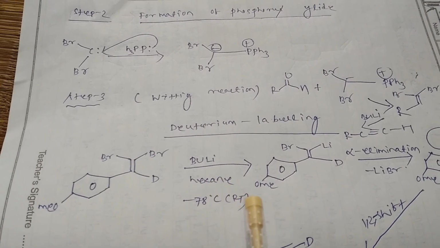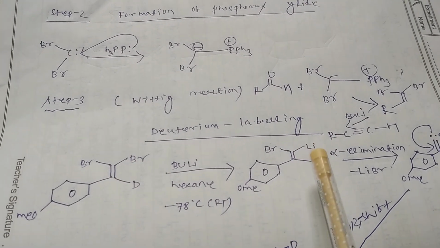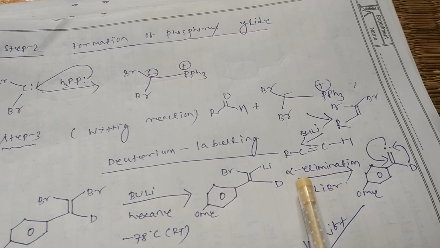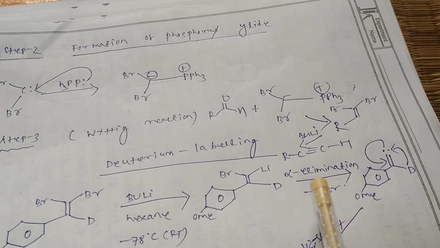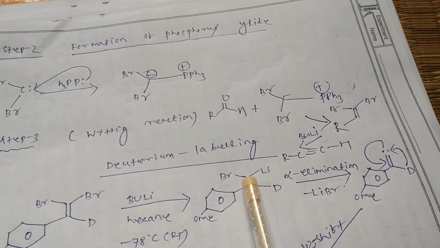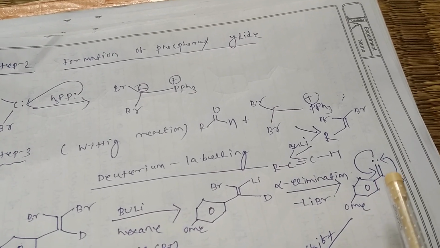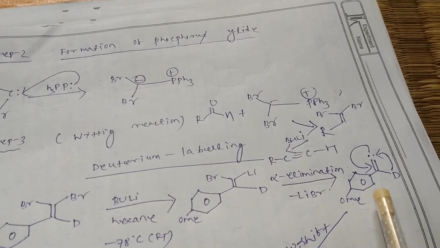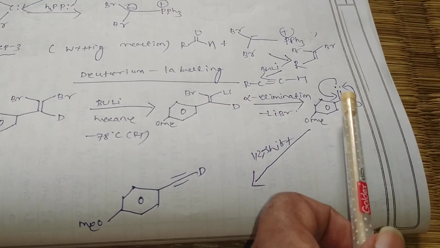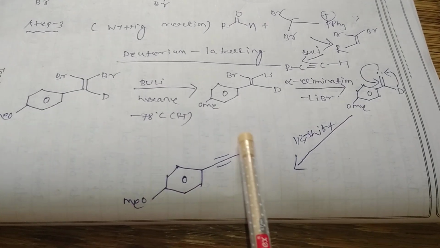after lithiation, the product will be formed. One of the bromine atoms of the vinyl carbon is substituted by lithium. Then alpha elimination takes place. What is alpha elimination? Alpha elimination takes place to form a carbene. Here alpha elimination takes place, LiBr will be removed, so there will be formation of a carbene, and the carbene is the major intermediate of this reaction. Then finally a 1,2 shift takes place between the deuterium and this carbene. The 1,2 shift is very important, and finally the product alkyne is formed.